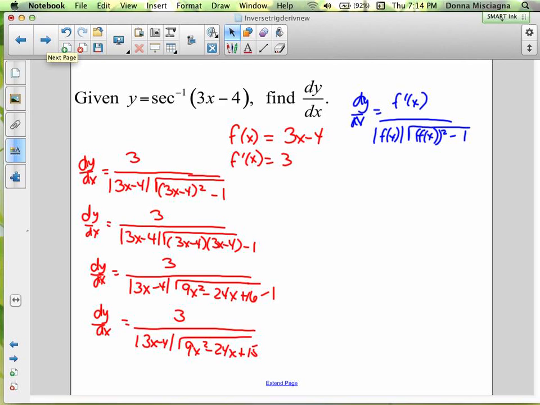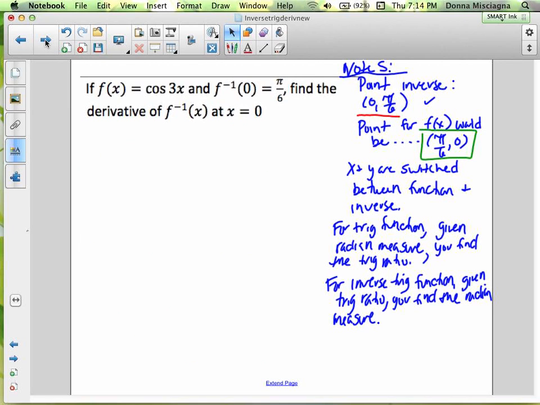All right, let's look at another problem. And actually, I have only 4 more problems for us. All right, so here, you can add this to your notes. If f of x equals cosine 3x and f inverse of 0 equals pi/6, find the derivative of the inverse of x at x equals 0.